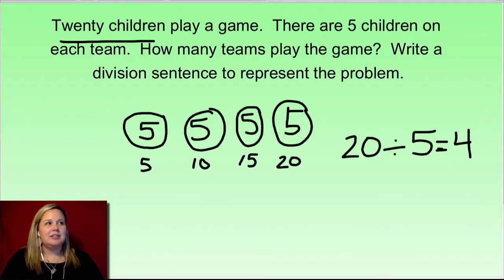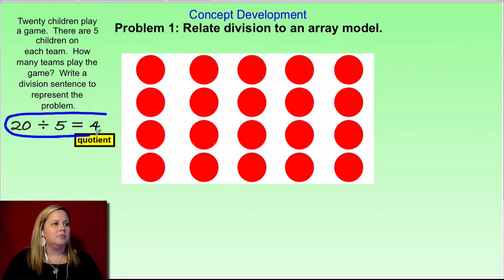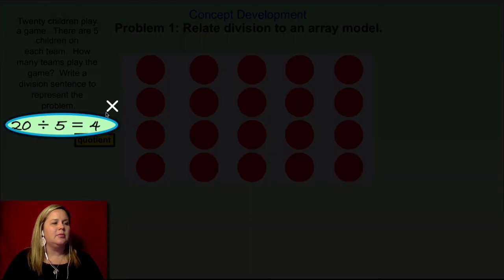So 4 teams play the game would be the correct answer for this problem. Now let's look into seeing how we can turn this problem and relate it to an array. If you look up in the top corner, I have the same problem again that we just did, but then I drew an array that goes along with it. Another thing I want you to notice is in this problem down here, 20 divided by 5 equals 4.